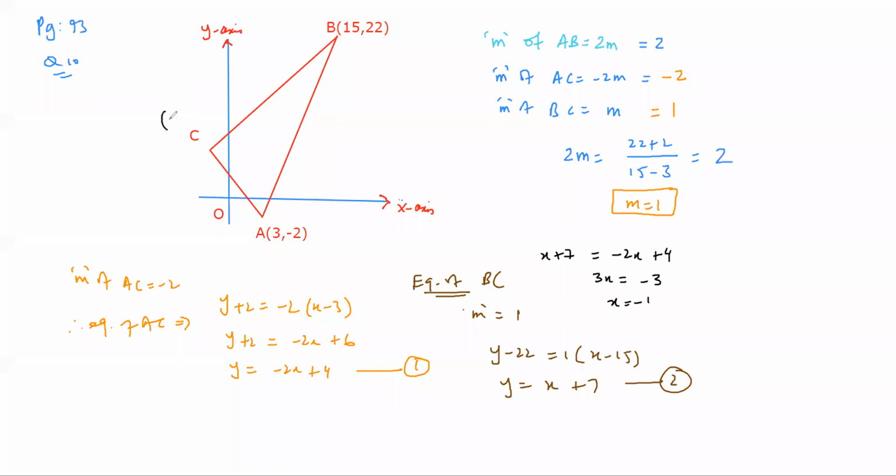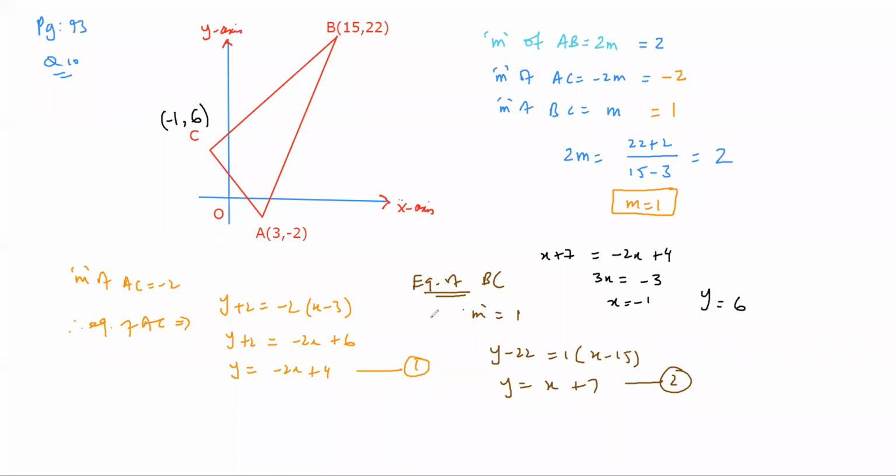So one thing is clear, yes. Since this was towards the left side of the y-axis, the x coordinate of C should be negative. So this is minus 1. Let's put that into equation number 1. So y is going to be 2 plus 4, that is 6. So this point C is minus 1 comma 6. So I'm going to repeat that. To find the coordinates of C, we have solved the equations of AC and BC simultaneously.